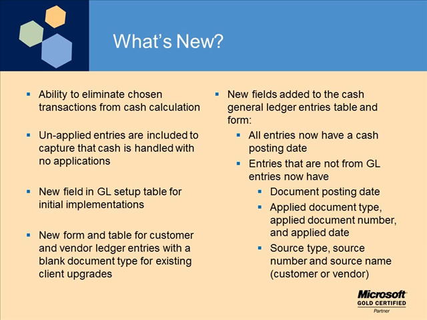Two main advantages to NAV 2013's version of cash basis include the ability to eliminate chosen transactions from the cash calculation, and also new fields that are available to the cash general ledger entries table and form that will give more information such as the posting date, source type, and document type. Now we'll take a look in more detail at cash basis for NAV 2013.